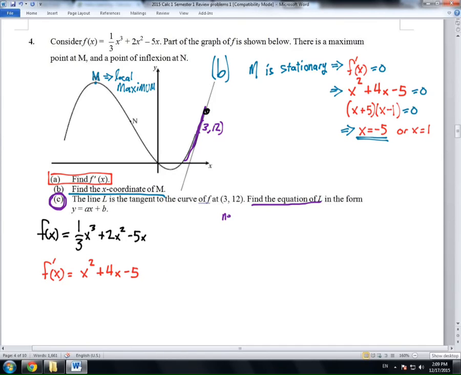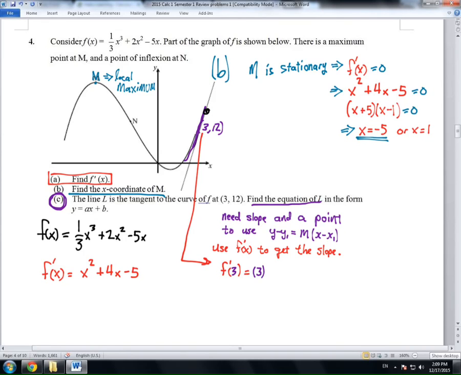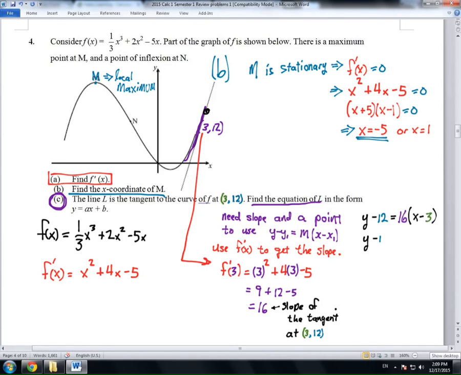I need a point, and I need the slope of that line. Since it's a tangent line, I'm going to use the derivative. If I find f prime of 3, that will give me the slope of the tangent line, which in this case is going to be 16, steep as I predicted. The point was already given to me at (3, 12), so I'll use my point-slope formula and find the equation of the line.